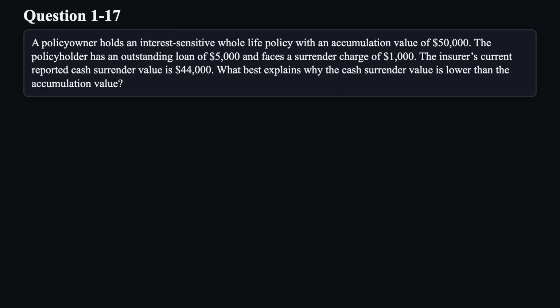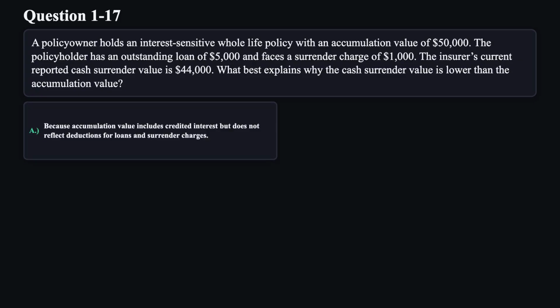Question 17. A policy owner holds an interest-sensitive whole life policy with an accumulation value of $50,000. The policyholder has an outstanding loan of $5,000 and faces a surrender charge of $1,000. The insurer's current reported cash surrender value is $44,000. What best explains why the cash surrender value is lower than the accumulation value?